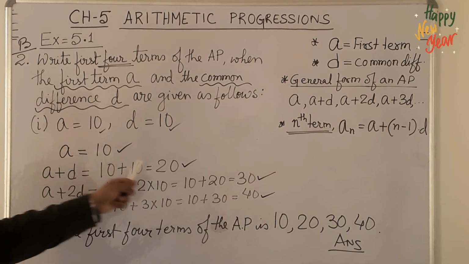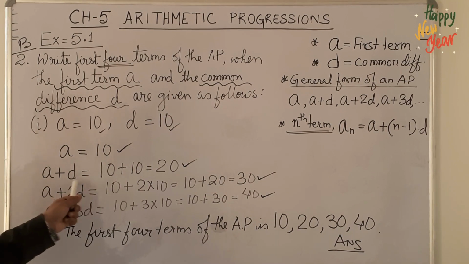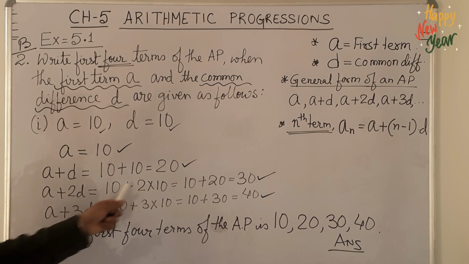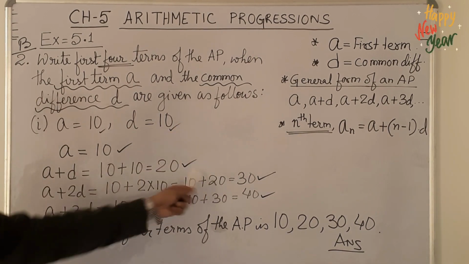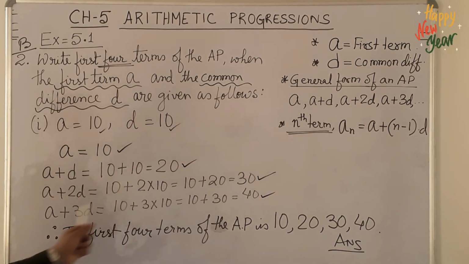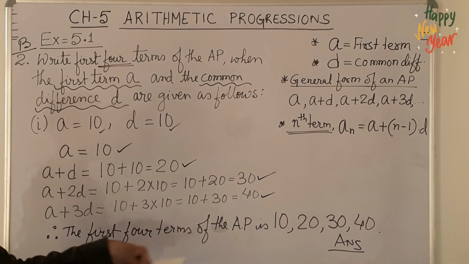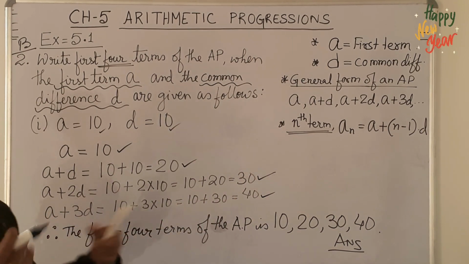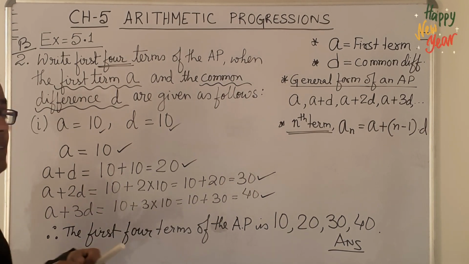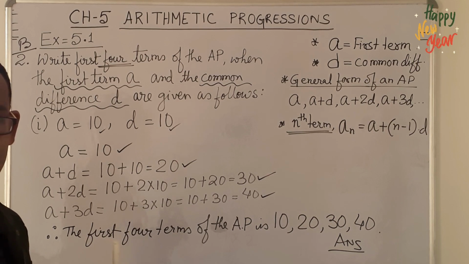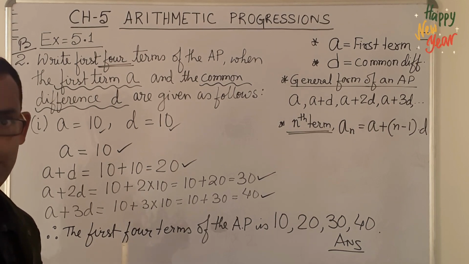See, A is 10, D is 10. So A is 10, next one is 20. How did I get it? A plus D. I am using the general form of an AP. Then A plus 2D, I got 30. Then A plus 3D and I got 40. So the first 4 terms. If they ask 5 terms, then A plus 4D. If they ask 6 terms, then A plus 5D. Clear? Now we will move on to the next sum.